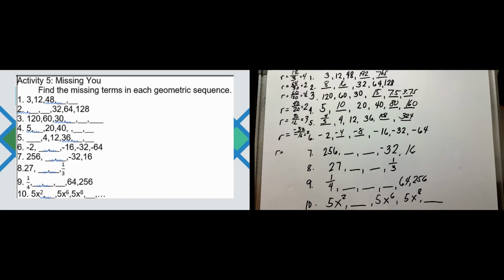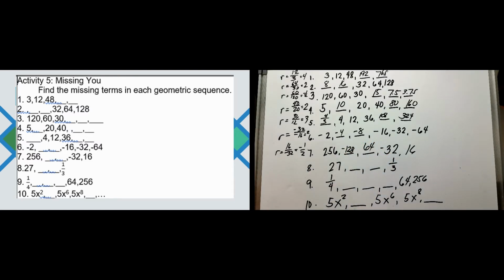For number 7, we're going to use negative 32 and 16. So 16 divided by negative 32. The answer in here is negative 1/2. 256 divided by negative 2 is negative 128. Divided by 2, negative 2, we're going to have 64. Okay, let's have number 8.